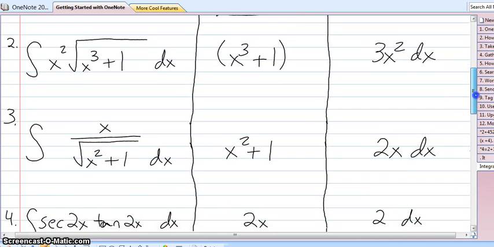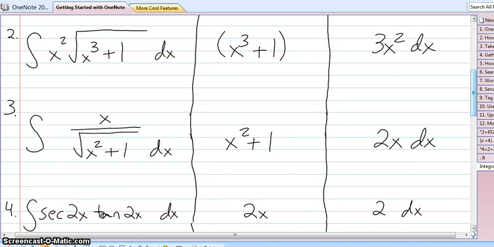Alright, moving on to number two. You have x squared times the square root of x cubed plus 1. X cubed plus 1 is inside, and that's what our main function is. That's what's being changed. And then the derivative is 3x squared.